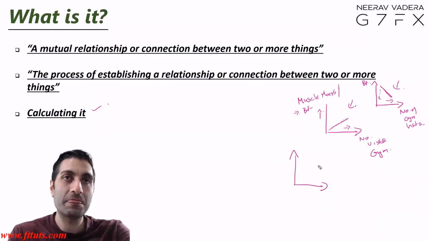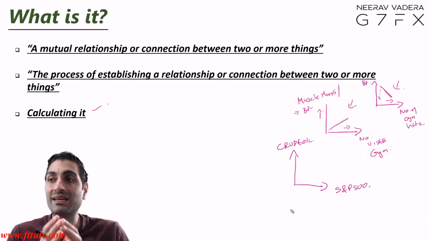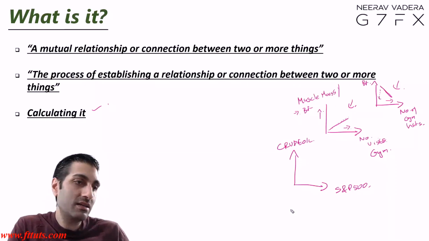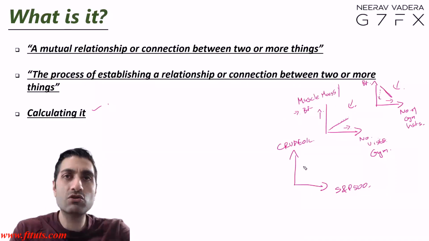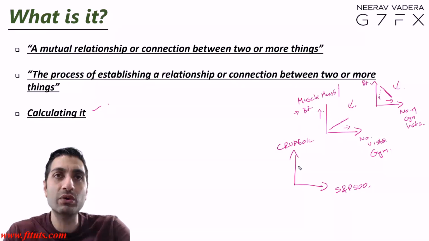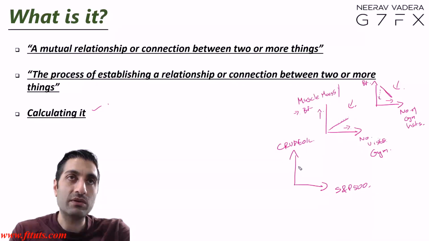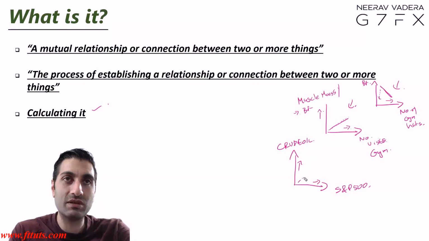It could be crude oil and the S&P 500. Do you see? A lot of the time when the S&P 500 rises, crude oil rises. Could be one driving the other. It doesn't matter. At the end of the day, there is a relationship there. We can exploit it as traders. If the crude oil price is rising and the S&P 500 is rising at the same time, we have the same relationship as the number of visits to the gym and muscle mass. A positive relationship.